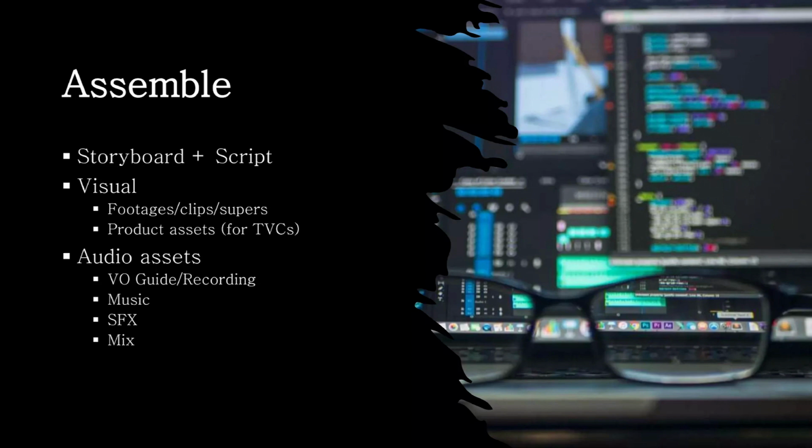The second thing, and the most important, is that footage has to be shortened and selected clips have to be added into the video timeline. Product assets for TV, like logos and text, have to be added in the assembling section. Audio assets like voiceover guides, music, SFX, and mix are also made in the assembly section.